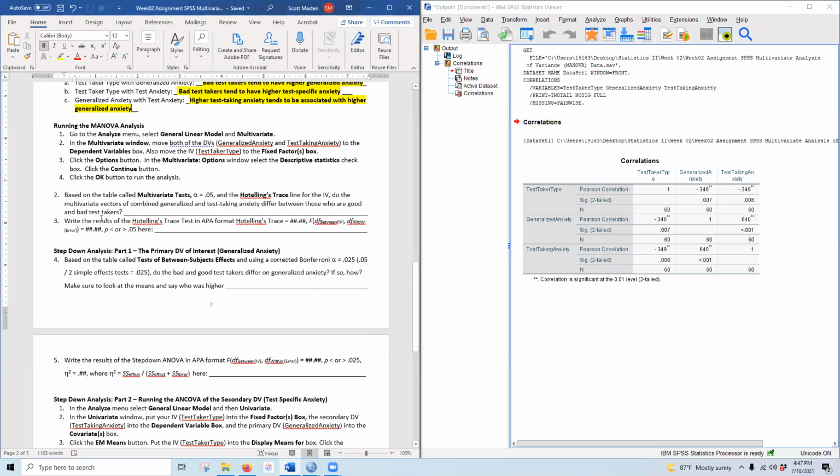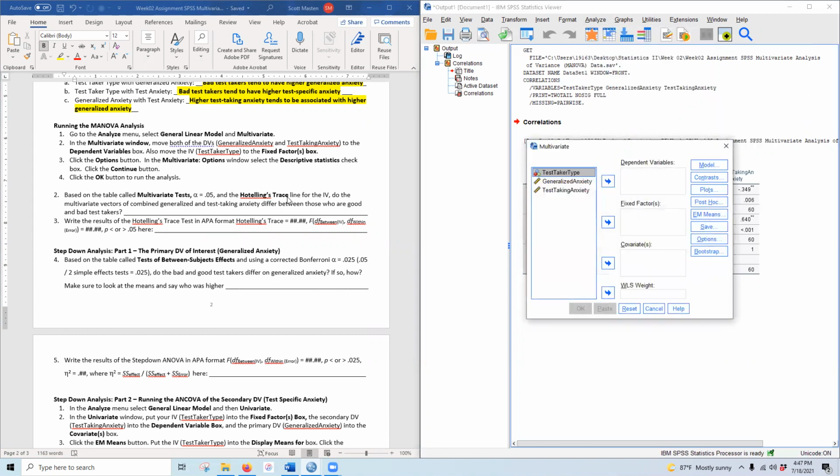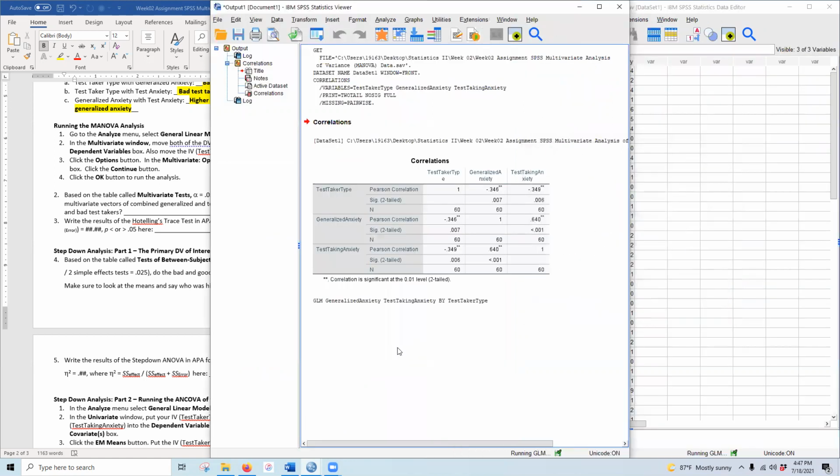All right. So we're going to run our actual MANOVA now. I'm going to go to Analyze, General Linear Model, and Multivariate. In this box, we take both of our DVs, which are generalized anxiety and test taking anxiety, and we put them in the DVs box. And we have to also put test takers in the factors box. Under options, we click it and get descriptives. Cool. One of the rare times they don't ask you to get homogeneity tests. It's just a little bit too much at this point. Click continue and click OK.